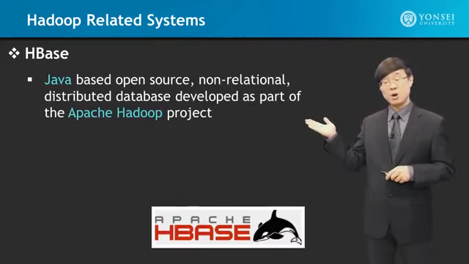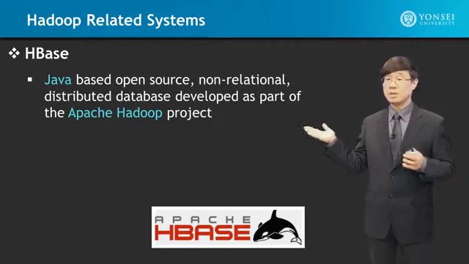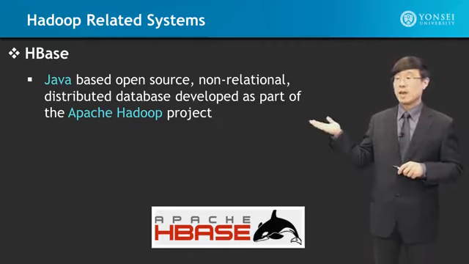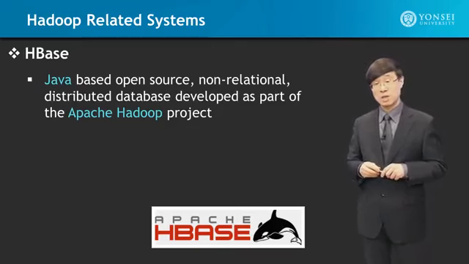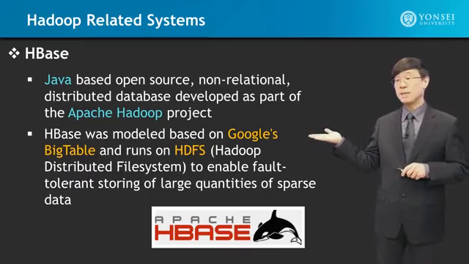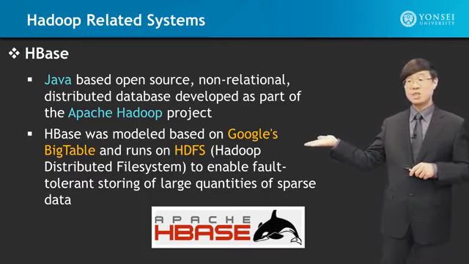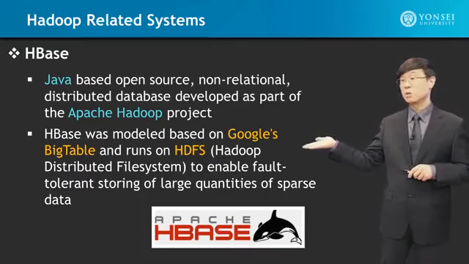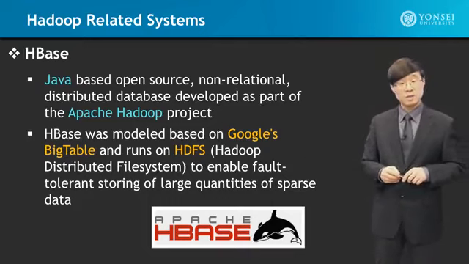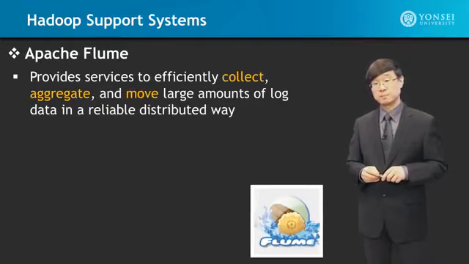These are some other Hadoop-related systems that eventually you'll hear about, so let's get some relations to them. HBase is a Java-based open-source, non-relational, distributed database developed as a part of the Apache Hadoop project. HBase was modeled based on Google's Bigtable and runs on HDFS, which is the Hadoop distributed file system, to enable fault-tolerant storing of large quantities of sparse data.